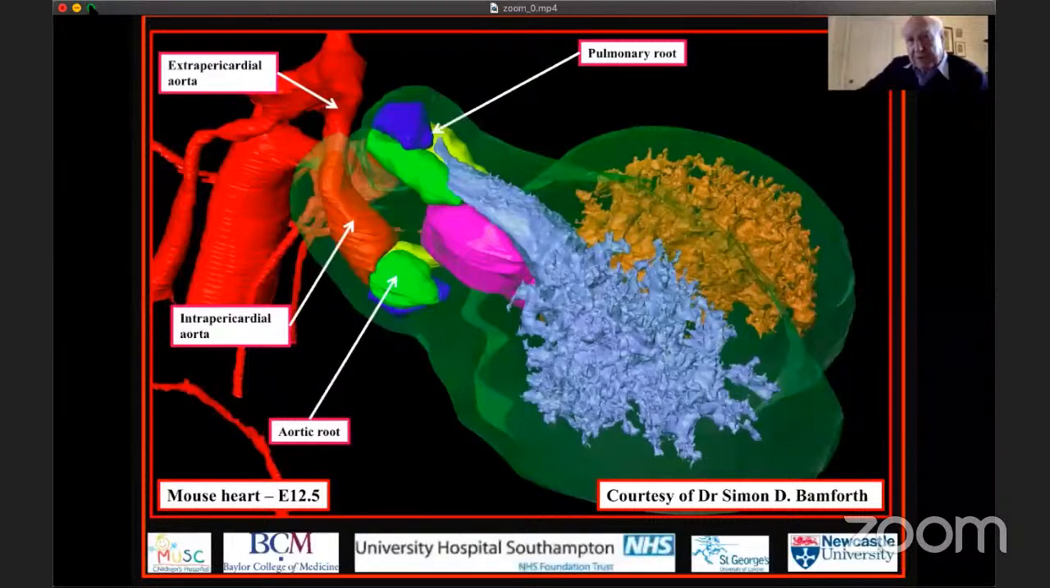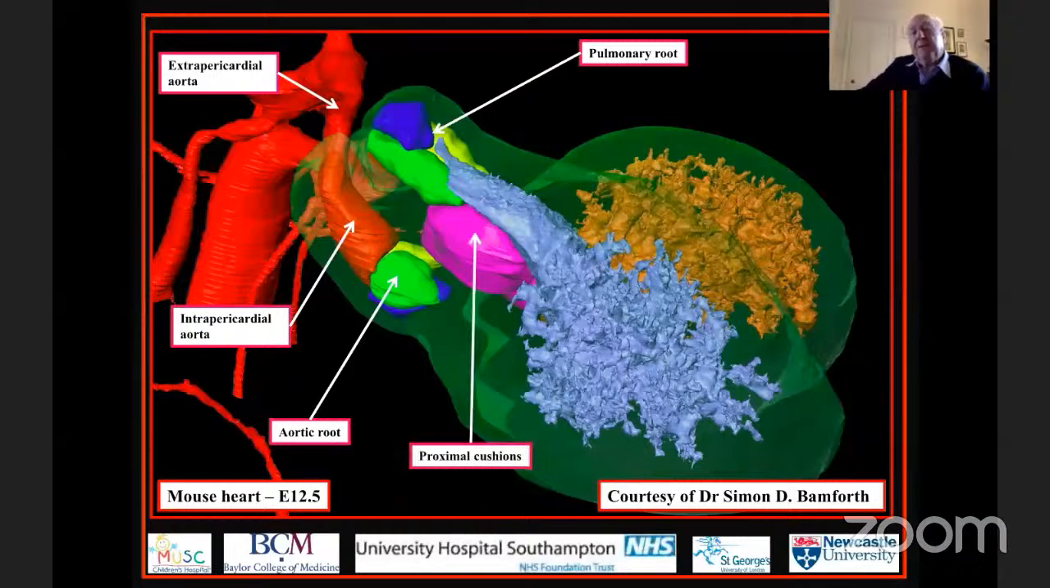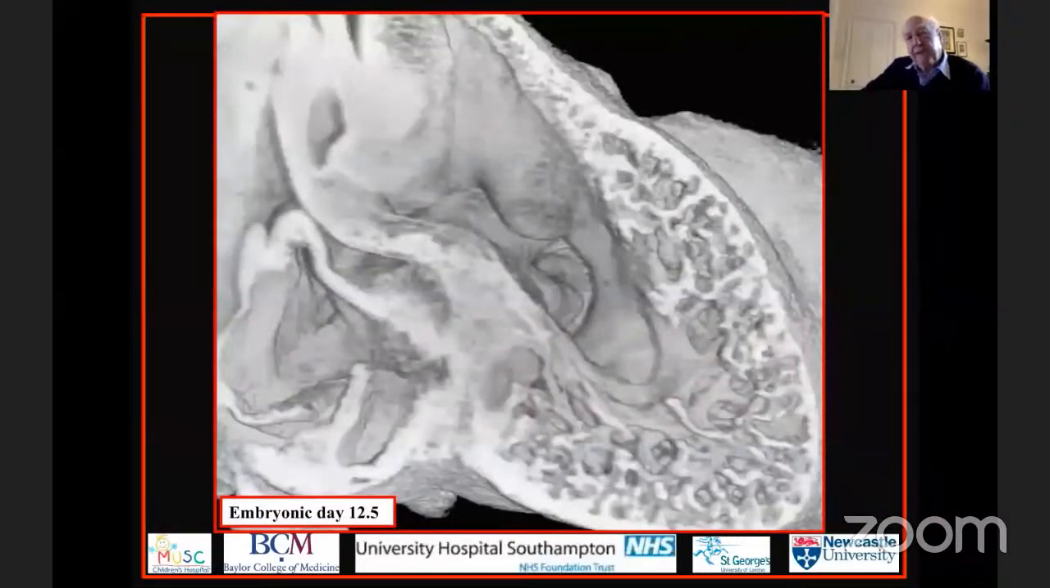But what Simon has also now reconstructed in this demonstration is the proximal part of those cushions, because the proximal part of the cushions are now fusing so as to connect the aortic root into the left ventricle, separating it from the infundibulum of the right ventricle, which is the other part that is developed from the proximal outflow tract. And if we look inside a data set at this stage of development, we can see exactly what's happening.